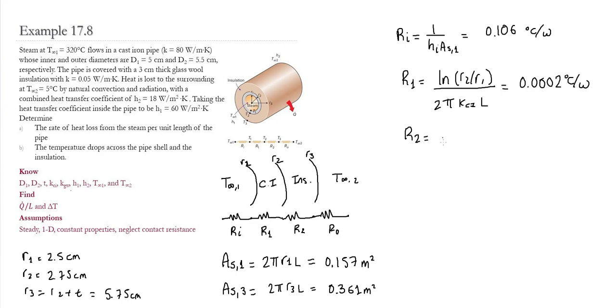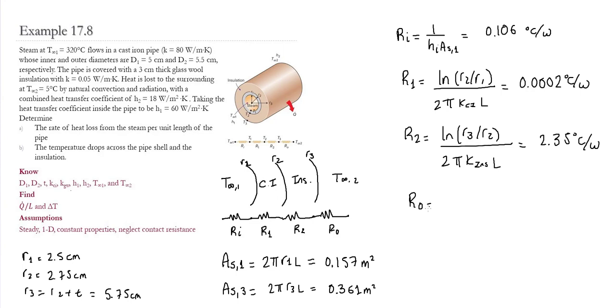The second conduction resistance is the one from the insulation, and that is going to be natural log of R3 over R2, divided by 2 pi K of the insulation and L, and we find that to be 2.35 Celsius over watts. And notice that is very high because it's insulation, so it's the one that should be stopping the heat from flowing. So that's exactly what we expect.